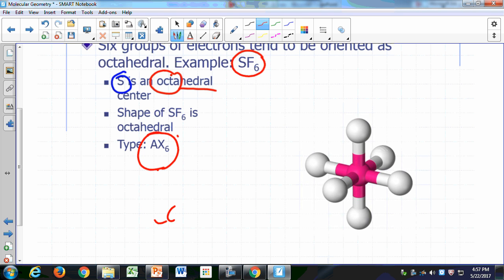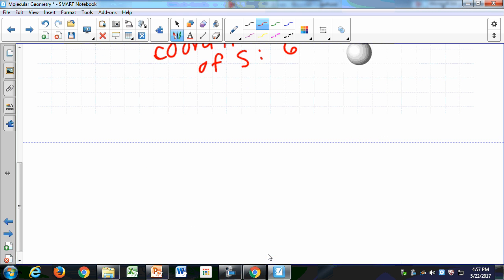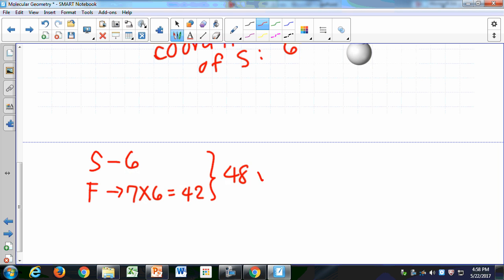We say the coordination number of your central atom, which in this case is sulfur, is 6. There's no lone pair on the sulfur. How did we figure out that SF6 has 6 groups sticking out of it? Well, sulfur contributes 6 valence electrons. It's in group 6A. Each fluorine contributes 7. It's in group 7A. So times 6, that's 42 valence electrons from the fluorine plus the 6 from the sulfur. That gives you 48 valence electrons that you need to show in your Lewis structure.